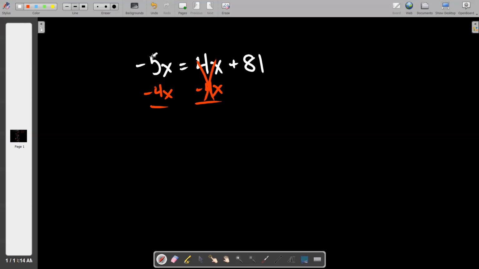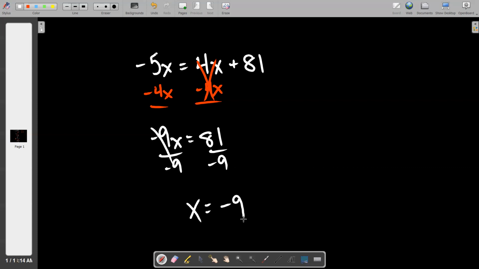And what is negative 5x's minus 4 more x's? Negative 9x's, which is equal to positive 81. And then we, of course, now divide by negative 9. Cancel them out. What does x equal? Negative 9. Good. So you guys feel like you have any questions about this?